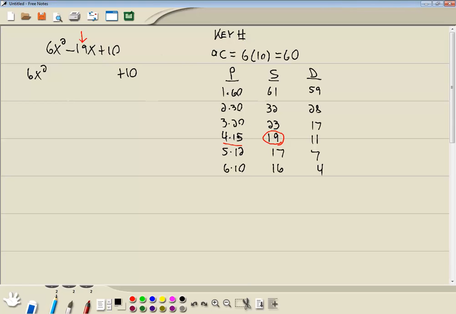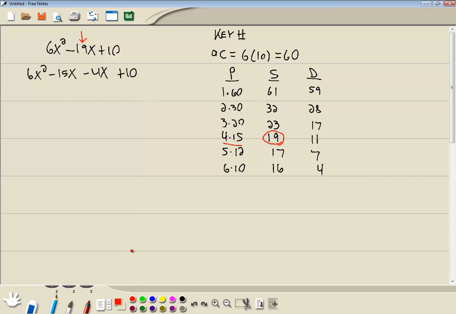Now we've got a note on our signs. It says that the larger number in the p column that we're using, 4 and 15, so the larger one is 15, will always be the same sign as the middle term. The middle term is negative, so I'm going to have a negative 15x. Now the number we circled is in the s column. If it's in the s column, s is for same signs, both positive or both negative. Since the 15 was negative, then the 4 will be negative.